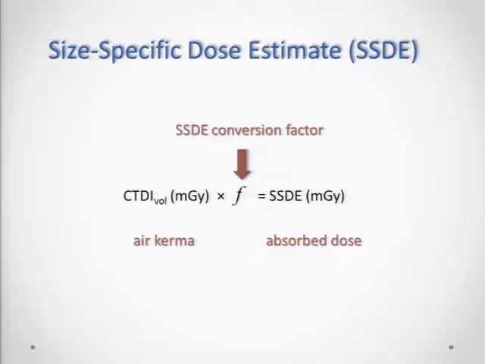I'll point out that CTDIvol is measured in air kerma. It's the result of an air ionization chamber, and so the units are in milligray air kerma. The conversion factor here includes the f factor, the ratio of mu_en over rho of tissue divided by air, in addition to the size correction component of that function. So the output is absorbed dose in tissue or water.